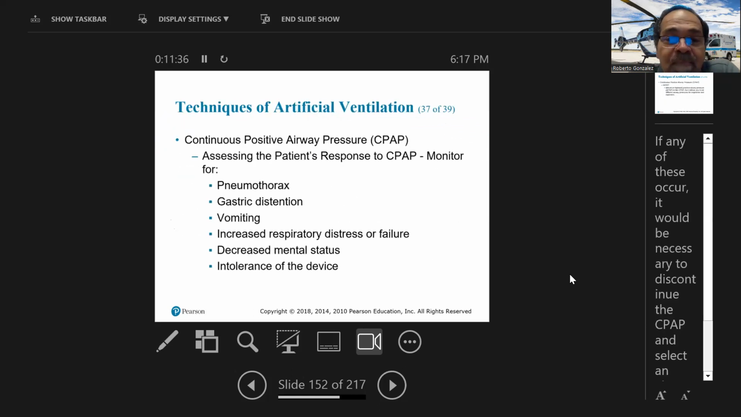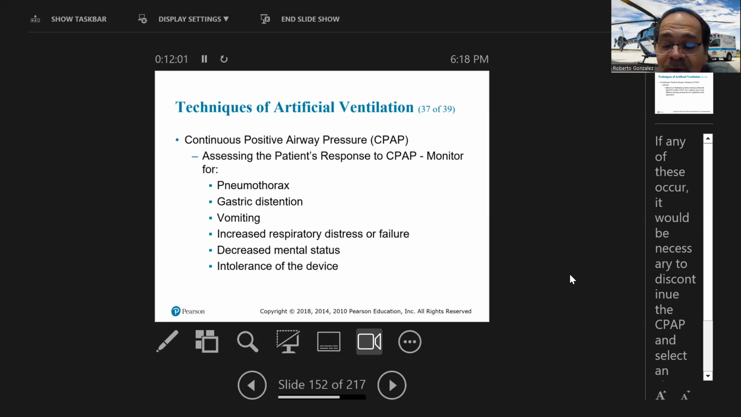Continuous positive airway pressure, also known as CPAP. Assessing the patient's response to CPAP: monitor to make sure that a pneumothorax doesn't happen. Now, what is a pneumothorax? A collapsed lung, right? They're not telling you it's tension. They're just telling you that the lung is collapsed.